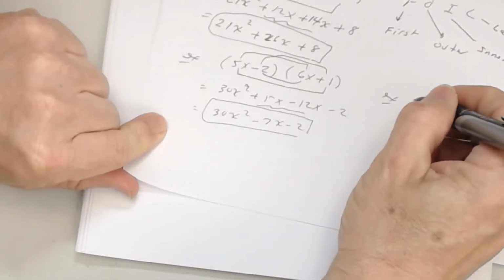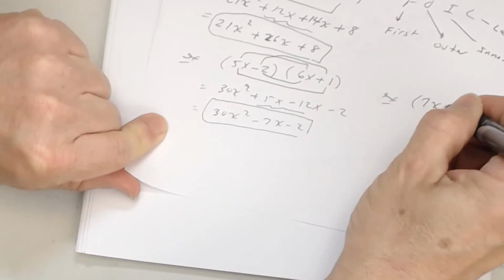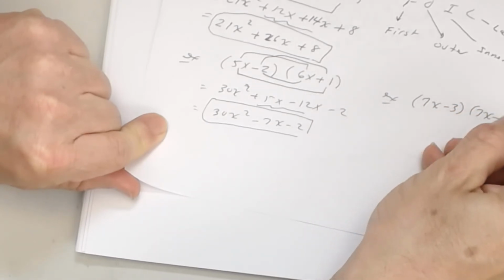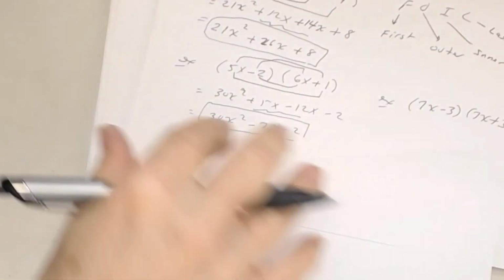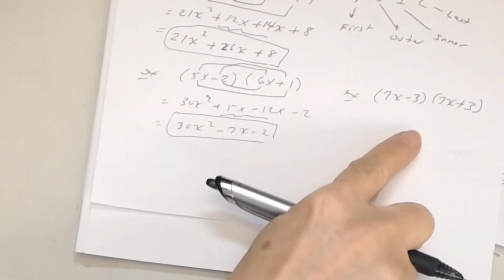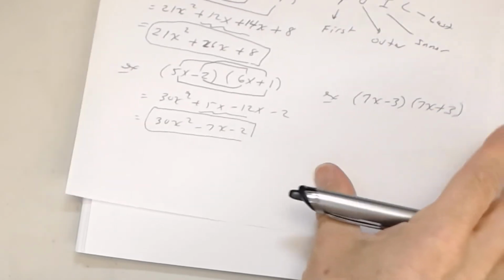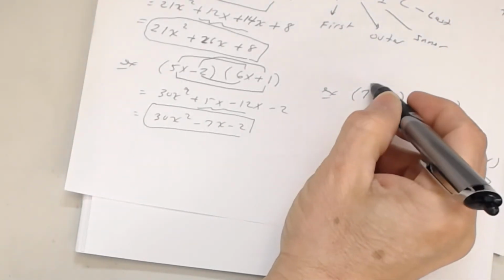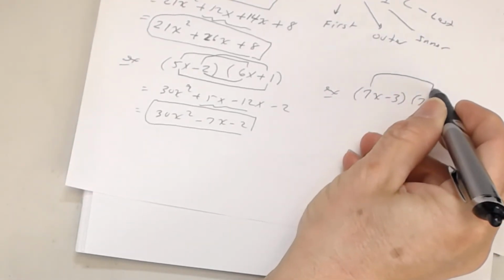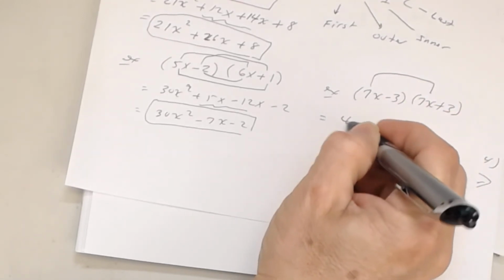All right. Okay, now what if you had this one? 7x minus 3 times 7x plus 3. It'll say perform the indicated operations, or it could say multiply. To do that, you're going to use what method? FOIL. So F, 7x times what? 7x is 49x squared.